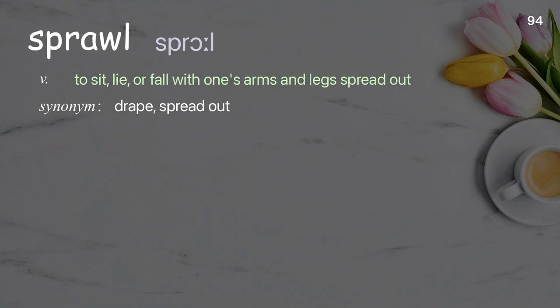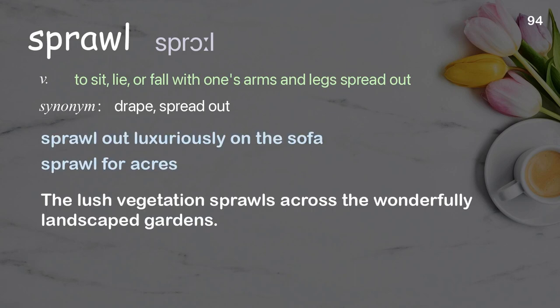Sprawl. To sit, lie, or fall with one's arms and legs spread out. Examples: sprawl out luxuriously on the sofa. Sprawl for acres. The lush vegetation sprawls across the wonderfully landscaped gardens.